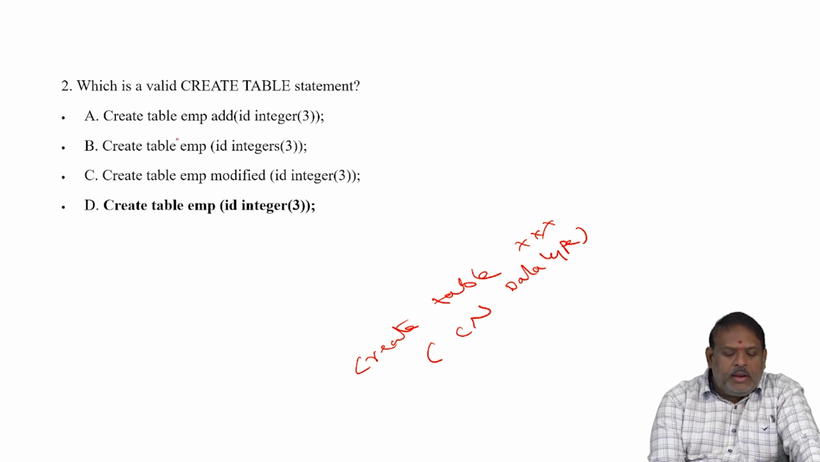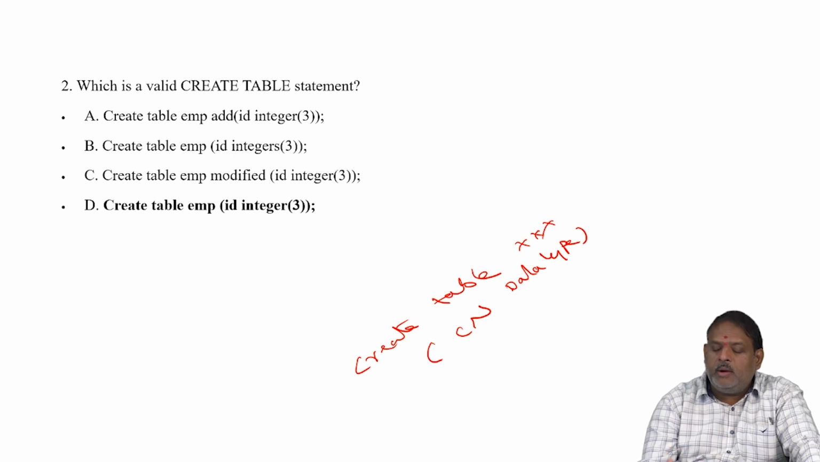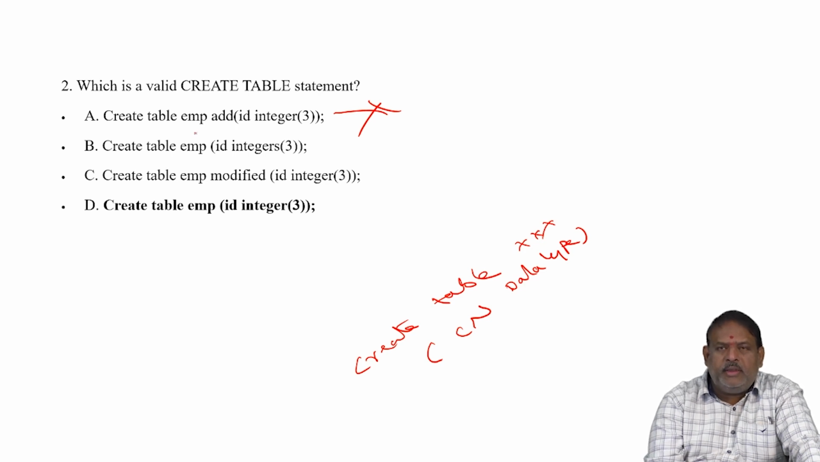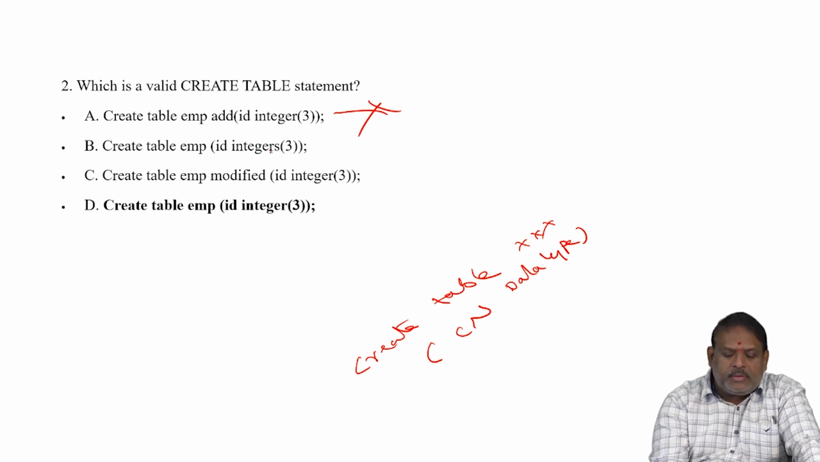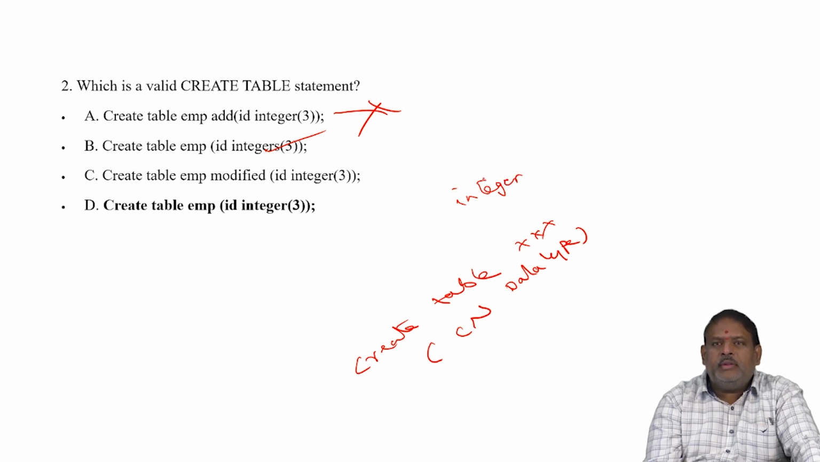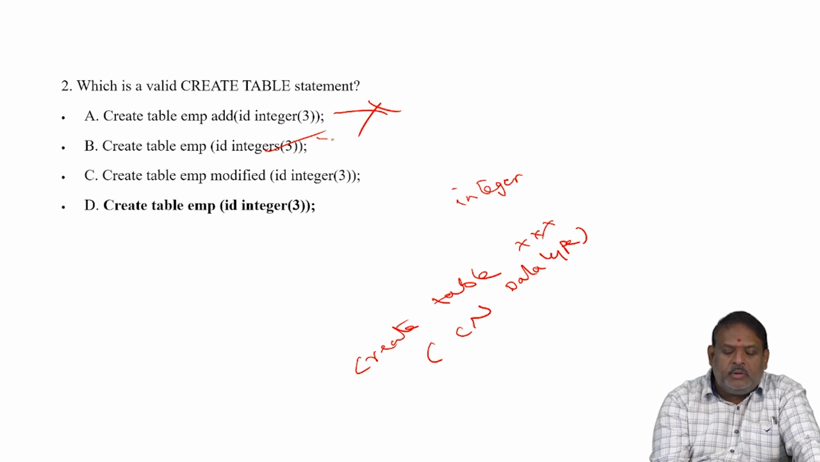Now we'll see. Create table emp add. There is no space allowed in table names or column names. So emp add is a wrong answer because there is a space between emp and add. So this is not a valid statement. Create table emp id integers 3. There is no data type by the name integers. We have only the integer data type. So this is also ruled out.